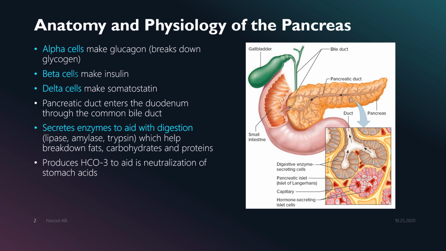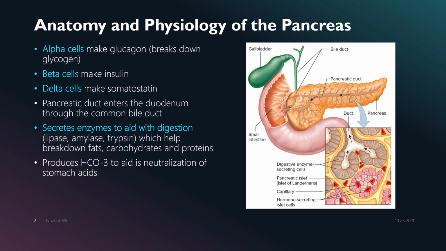And the role of the pancreas really is that it is an accessory organ to the digestive system, and it facilitates chemical digestion. So as you can remember, the pancreas would secrete a bunch of enzymes, things like lipase, amylase, trypsin, all of which will help in chemical digestion of the major food groups, such as fats, carbohydrates, and proteins. So amylase will help with the breakdown of carbohydrates, trypsin will help with the breakdown of proteins, and lipase will help with the breakdown of fats.